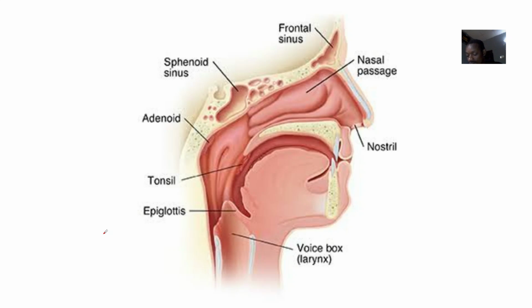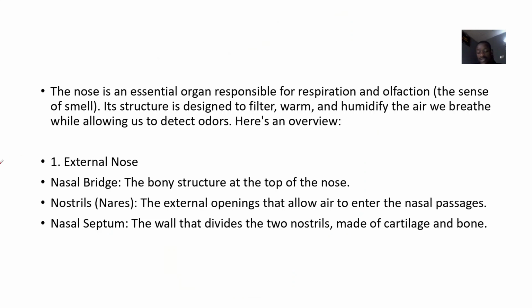So what we have in here is the anatomy of the nose. So we say that first of all, the nose is an essential organ. It's responsible for you breathing in air and for you to be able to sense a smell. That's olfaction. Its structure is designed to actually filter, warm, and also humidify the air we breathe, while allowing us to be able to detect if there's any odors in that air. Is it a nice odor or not? You get? Does this person actually have a perfume on or not?